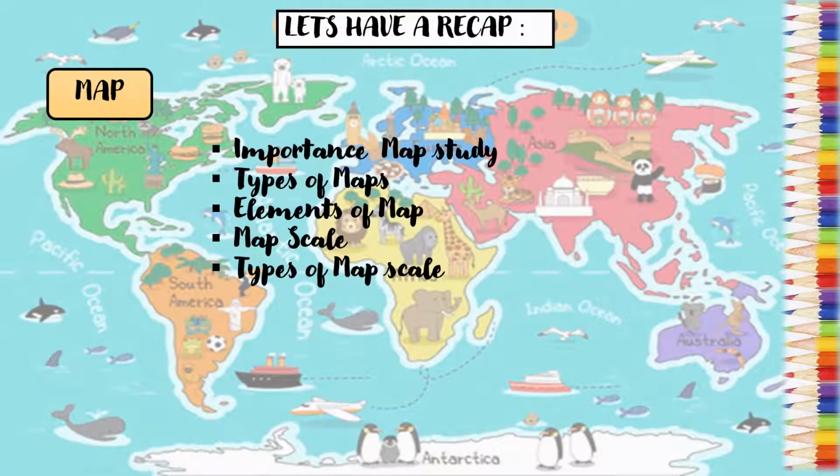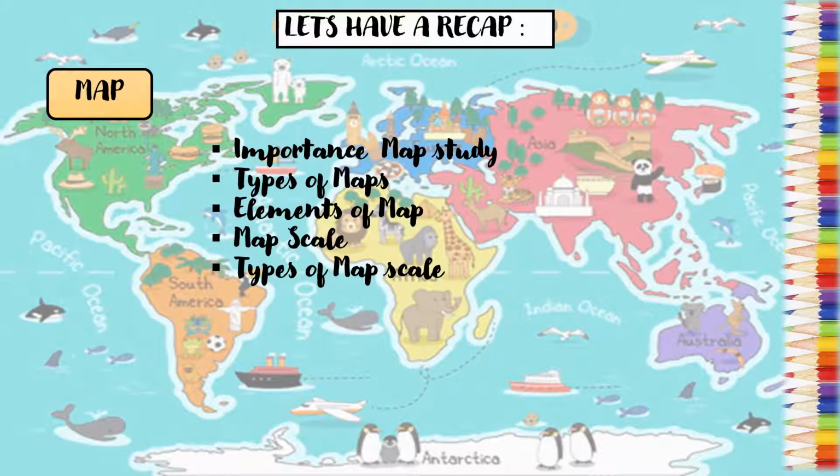So students, let's have a quick recap of what we have learned today. We learned today what is map, right? So a map is a drawing that gives us information of a particular place. Maps represent the real world by showing sizes and shapes of countries. We also learned the importance of map study in geography. Map reading and map drawing are important skills to learn in geography.